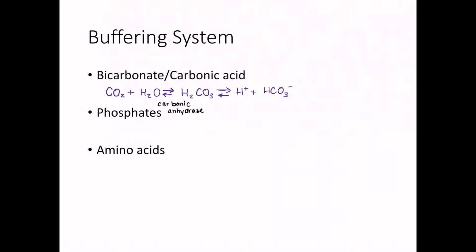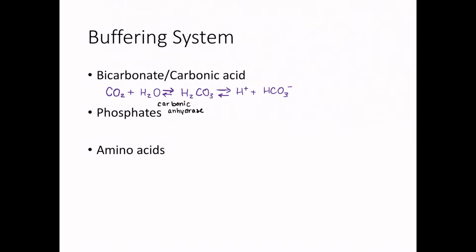Next, you have phosphates, inorganic or organic phosphates, that maintain pH throughout the body. And then finally, amino acids. Now, the bicarbonate and carbonic acid is one of the most important ones because it is the most widespread and plays the largest role. So you can see here, CO2 plus water yields carbonic acid, and this is through the carbonic anhydrase enzyme. Now, you guys may remember that there are some drugs that affect carbonic anhydrase, including acetazolamide.